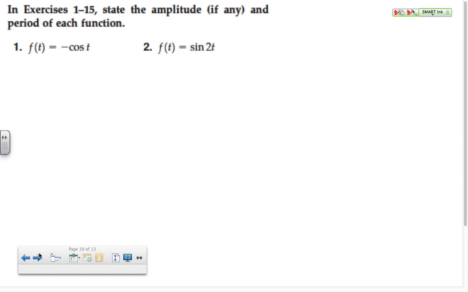So first of all, the period of this function: there is no number in front of the t, so the period is 2 pi. Okay, and the amplitude is 1. That's the value of negative 1. Okay, this one, our period is 2 pi over 2, so it is just pi, and our amplitude again is 1. Fairly simple.